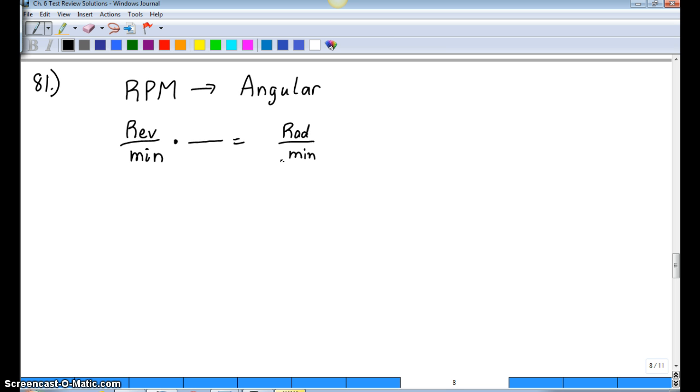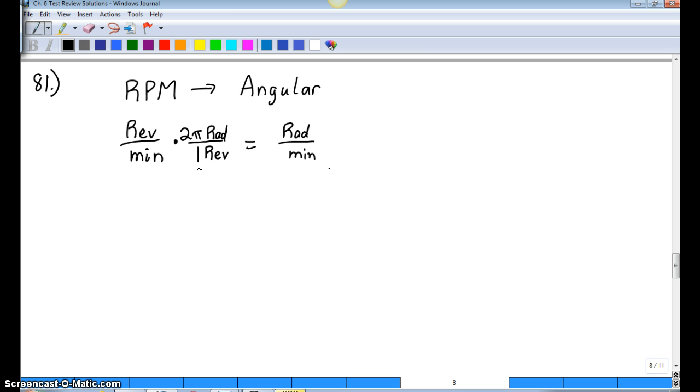To get from revs per minute to radians per minute, we need to cancel out revolutions. So we put it in the bottom. We also have to add radians to the equation, so we put it on top. Okay? So we take revolutions per minute times radians per revolution. Well, we have to put some numbers in there. In this case, how many radians are in one revolution? Well, one revolution is one circle, one time around the circle. And one time around the circle we know to be 2 pi radians per revolution.